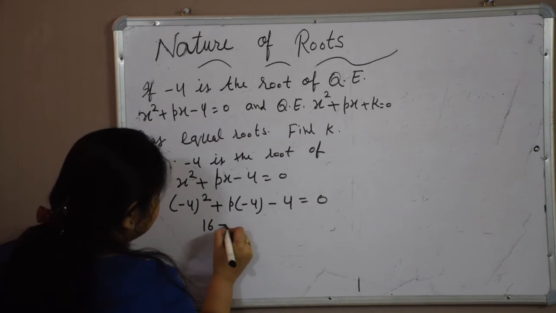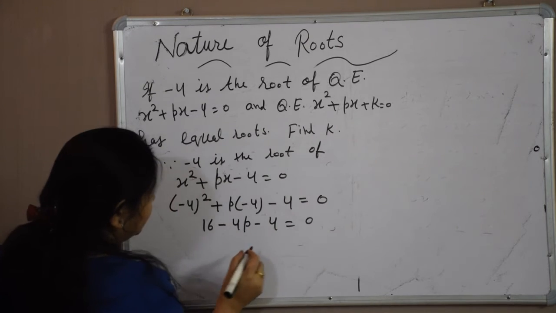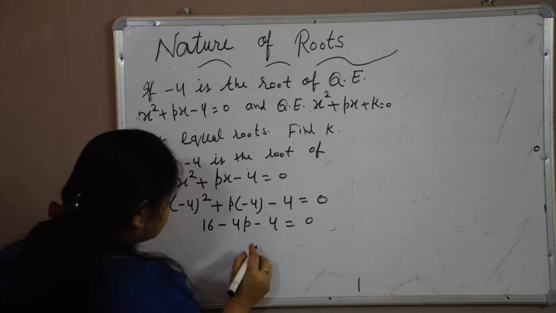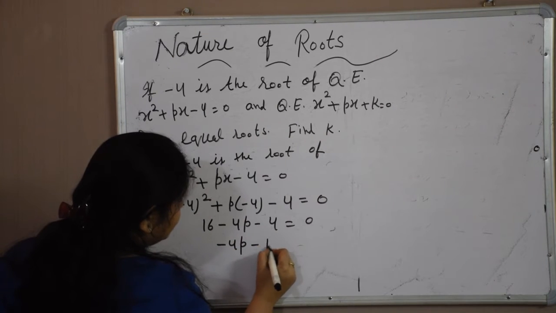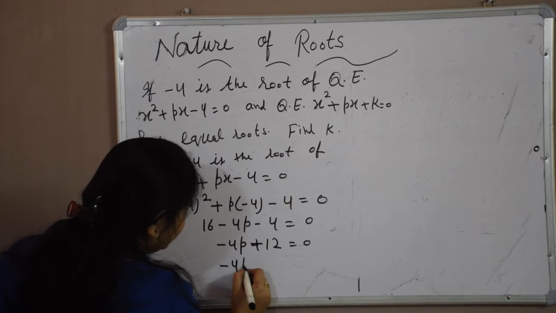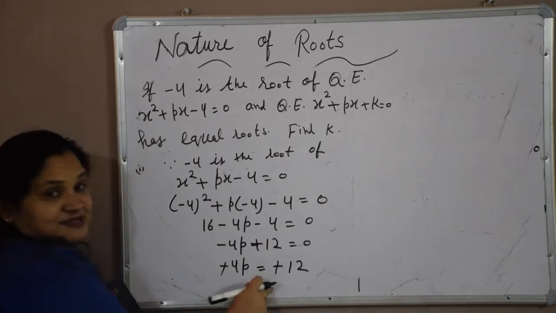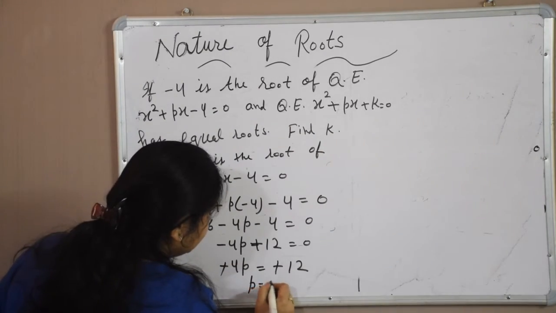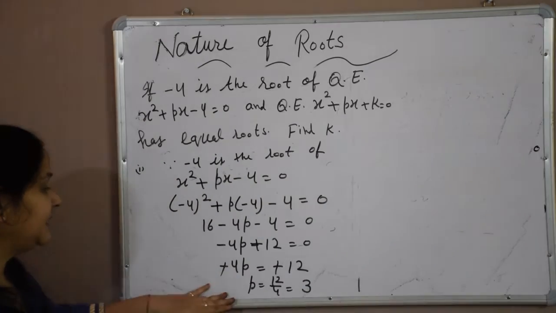So 16 minus 4p minus 4 equal to 0. 16 minus 4 is 12. So 12 minus 4p equal to 0. Minus 4p is equal to minus 12. Minus minus cancel out, so p is equal to 12 by 4, that is equal to 3. So our p is equal to 3.